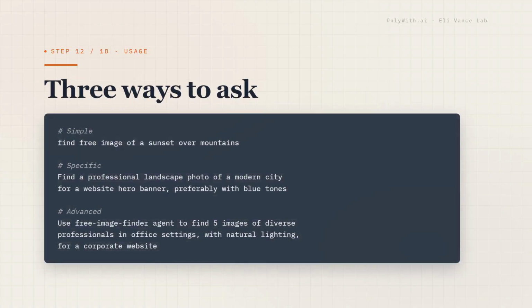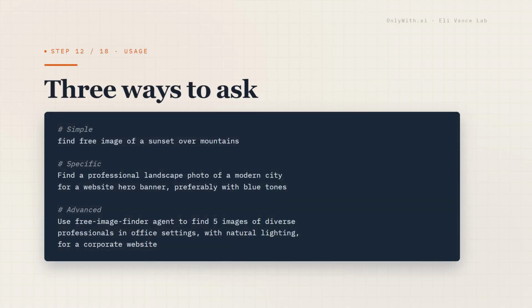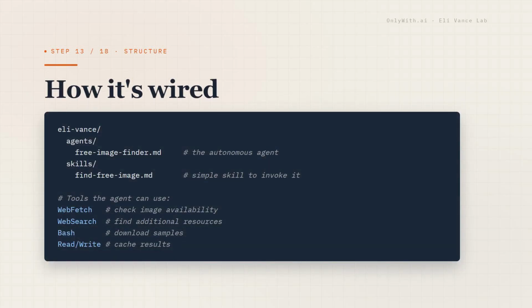Usage examples: simple, just say find free image of a sunset over mountains. Specific, tell it the style, orientation, and color palette. Or fully advanced, call the free image finder agent directly with detailed criteria. All three work. Implementation wise, this lives in my Eli Vance plugin. There's an agent definition that handles the autonomous searching, and a simple skill that wraps it for one line invocation. The agent has access to web fetch, web search, bash, and read write for caching.